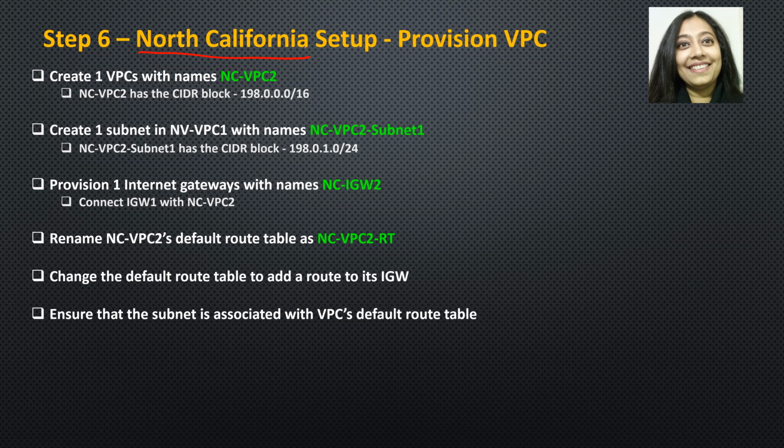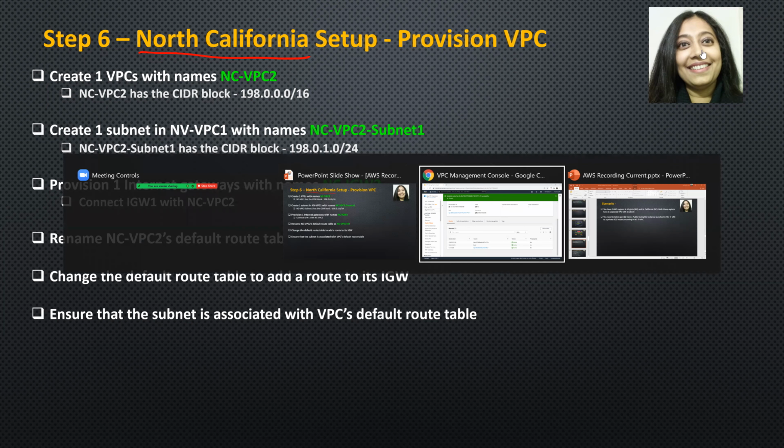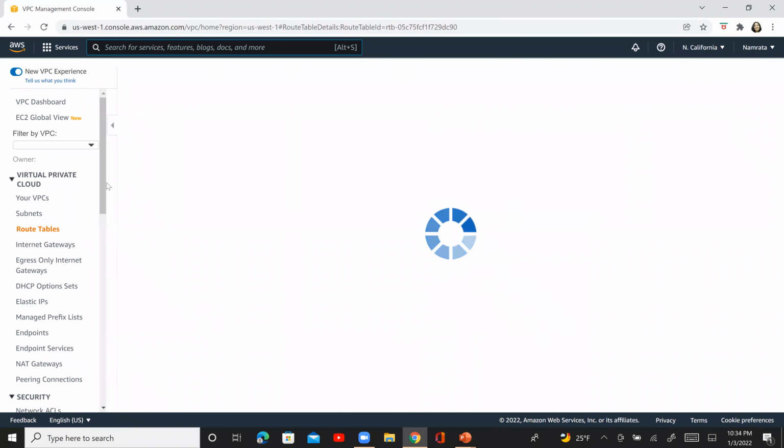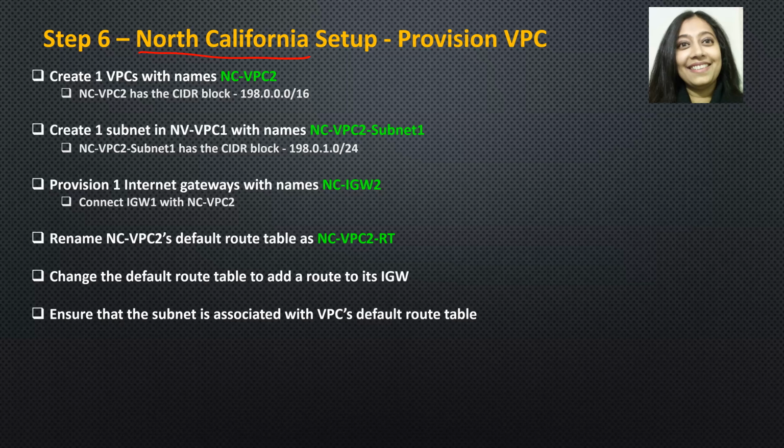One word of caution, right? Ensure that your naming conventions and your CIDR blocks and everything is correct so that you don't have any issues continuing further ahead. Okay, so let's do a similar setup now for North California, right? So we're going to go back, we're going to go here, and we are going to go to North California and change our regions. The first thing that we are going to do is we are going to create one VPC, and this is the name of the VPC, and you know the CIDR block.